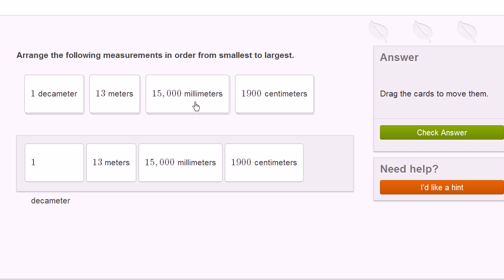So actually, the order that they already gave it to us in, we could obviously swap things around if we wanted to. But the order that they already gave it to us was the order from smallest to largest. This is 10 meters, 13 meters, 15 meters, and 19 meters.